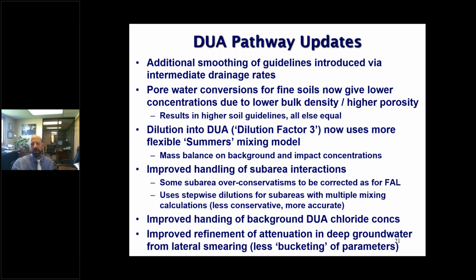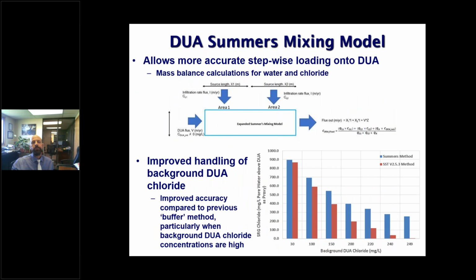And a recent thing that was added too is some extra refinement and interpolation in deep groundwater properties for how impacts get laterally smeared out as they move downwards towards the DUA. So there's less rounding, or less bucketing, we call it sometimes, of parameters towards more conservative ends. So that also helps guidelines.